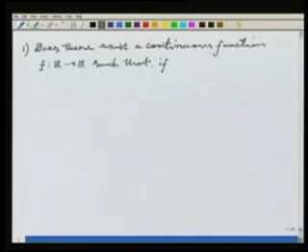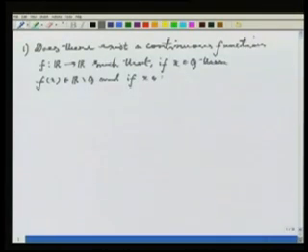if x is a rational number, that is x is in Q, then f(x) is an irrational number, that is it belongs to R minus Q. And if x is an irrational number, that is it is in R minus Q, then f(x) is a rational number, that is f(x) belongs to Q. So is the question clear? We are asking: does there exist a continuous function from R to R such that if x is rational, then f(x) is irrational, and if x is irrational, then f(x) is rational.